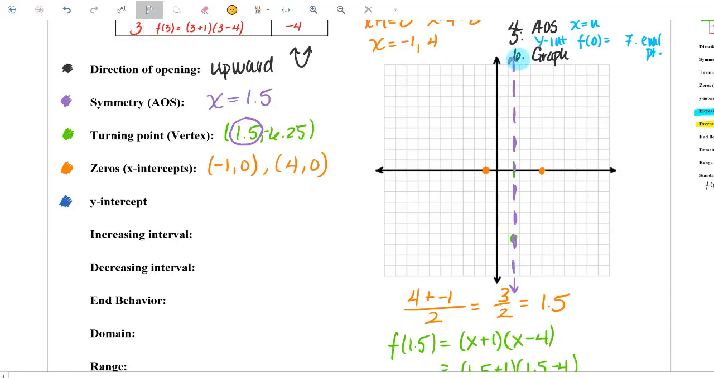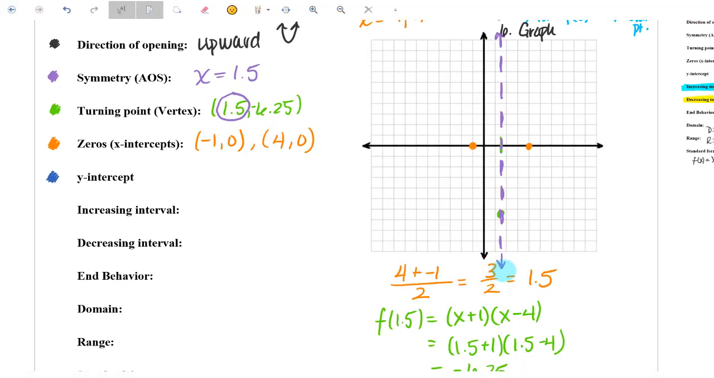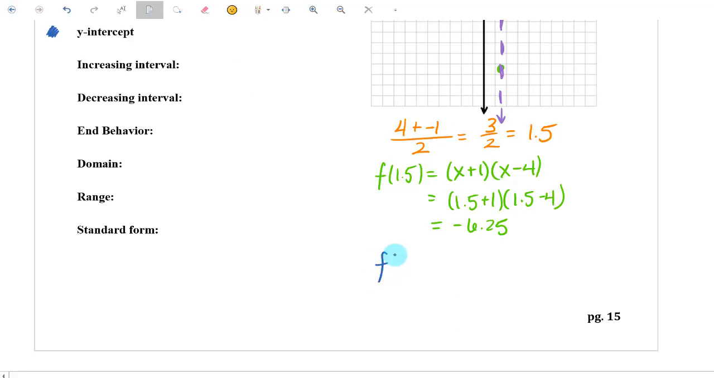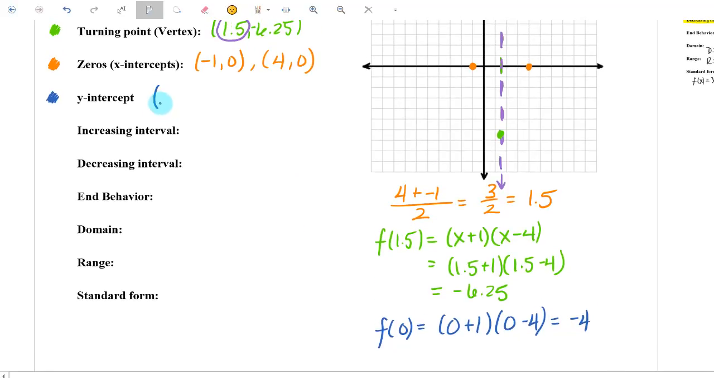So there's that. We've got 3 points. We could do a rough sketch, but we're going to go ahead and find that y-intercept and hope it gives us our 5th point. Now our y-intercept is going to come from plugging in the function at f of 0. So now we're going to evaluate the function at 0. So we're going to get 0 plus 1 times 0 minus 4, or the value of 1 times -4, which is going to get -4. So our coordinate for our y-intercept will be (0, -4).